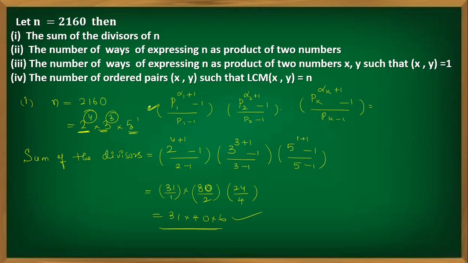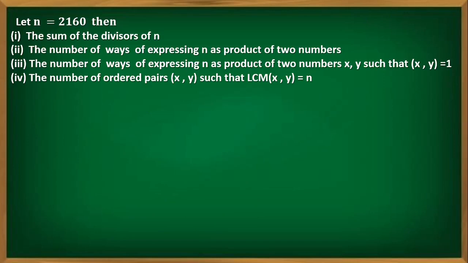Now let's solve the second question. What is the second question? The number of ways of expressing n as a product of two numbers. So let us suppose you have a number n and you want to write it as a product of two numbers. N is equal to x into y.